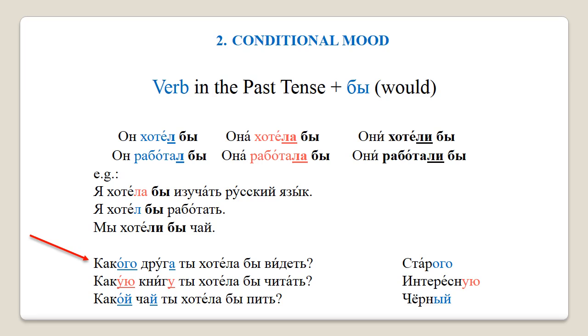Какую книгу ты хотела бы читать? What kind of book would you like to read? Интересную, an interesting one. Какой чай ты хотела бы пить? What kind of tea would you like to drink? Черный, black one. Notice the change in endings of both the question tag какой and the noun used with it, which match the accusative case endings, and are used here because we anticipate to hear the answer in the accusative case.